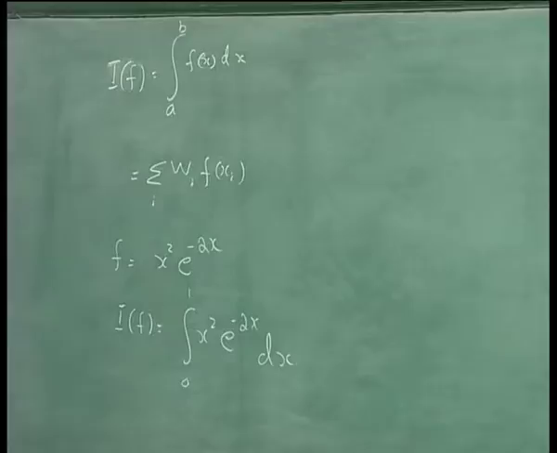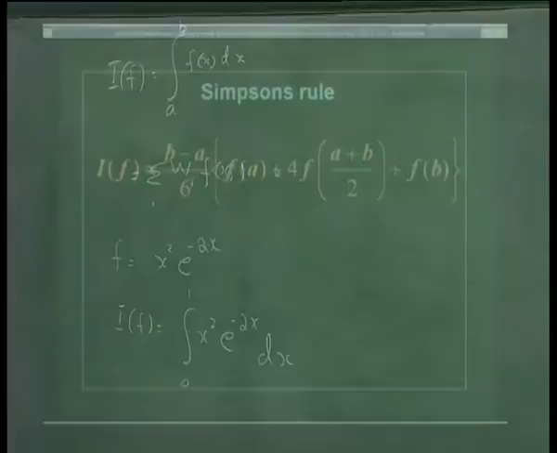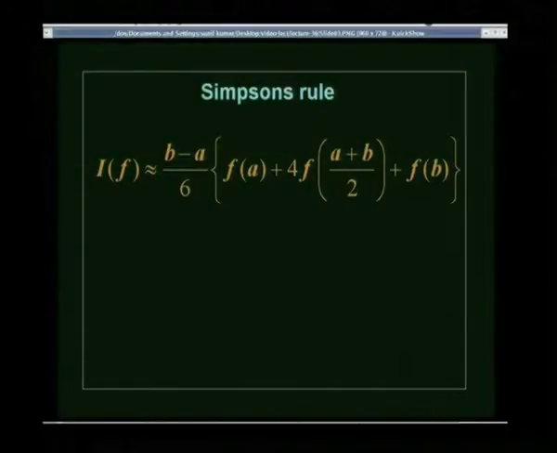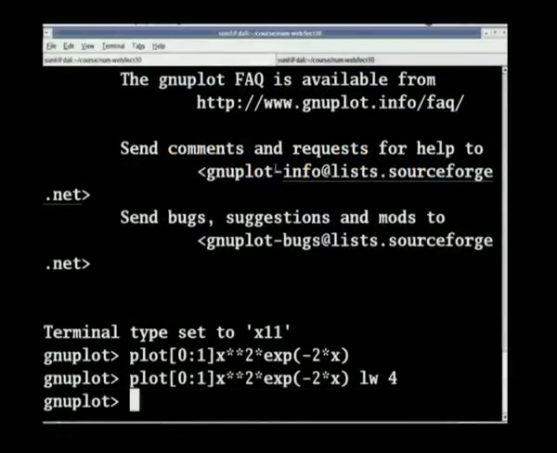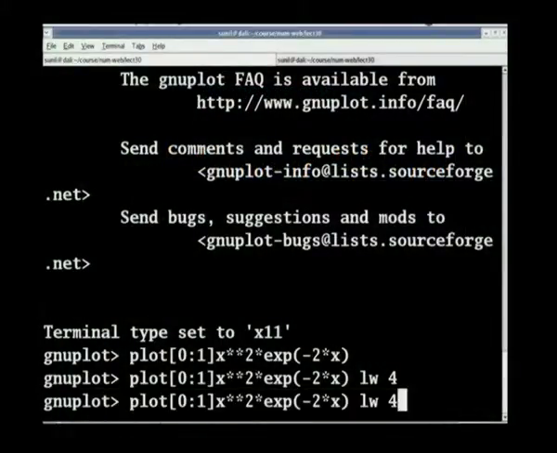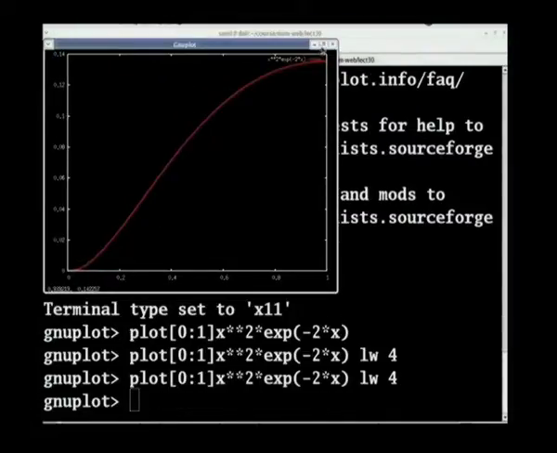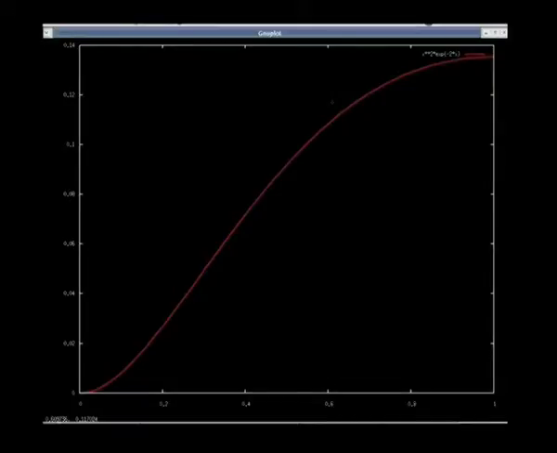So, let us first plot this function. Here I am just trying to plot x squared e to the power of minus 2x between the interval 0 to 1. So, that is a plot. The function is like this. That is my functional form. You have some form like this. I will draw that here again.